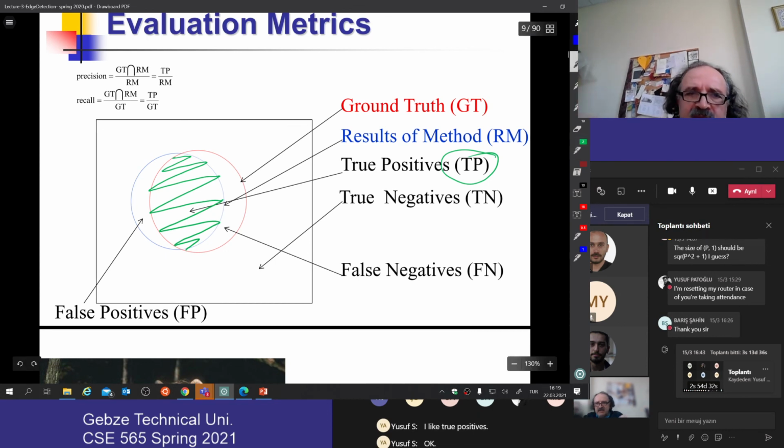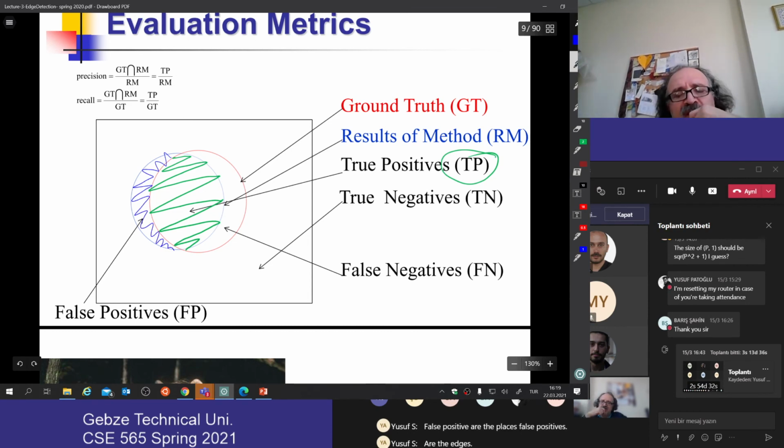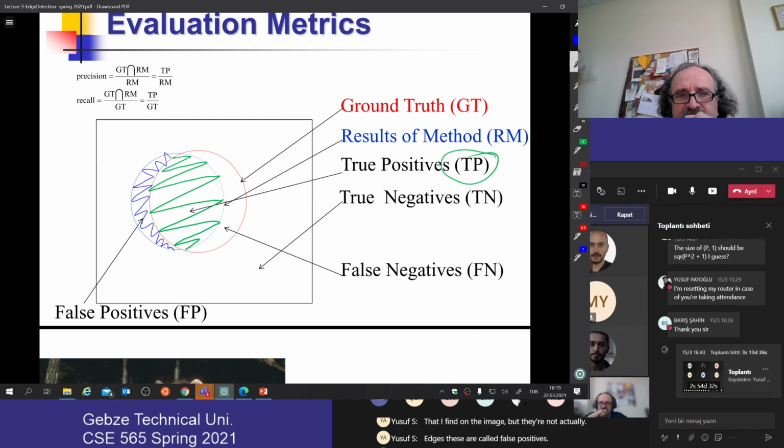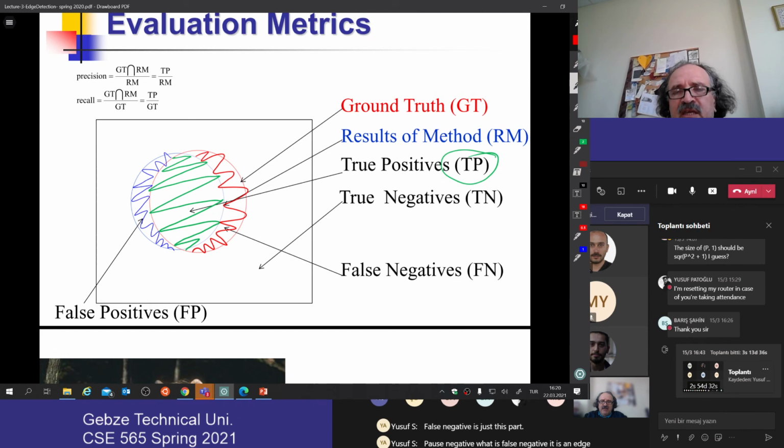False positives are the edges that I find on the image, but they are not actually edges. These are called false positives. I don't like false positives. And I have false negatives, which is this part. What is a false negative? It is an edge on the image, but I don't find it as an edge. That's the false negative.